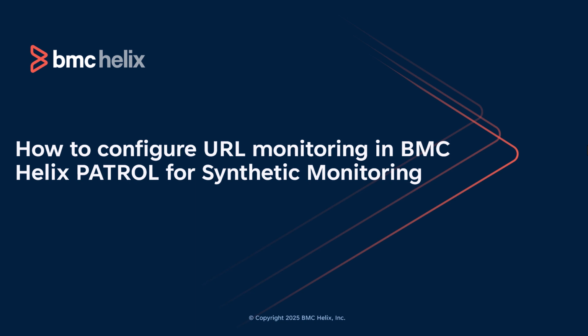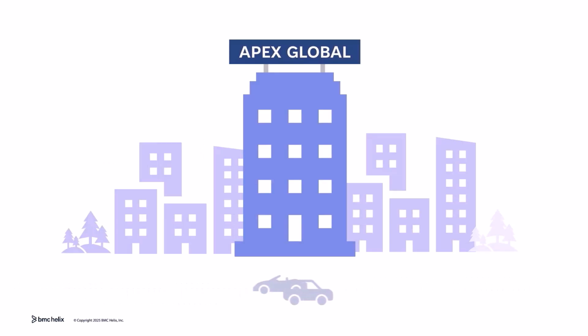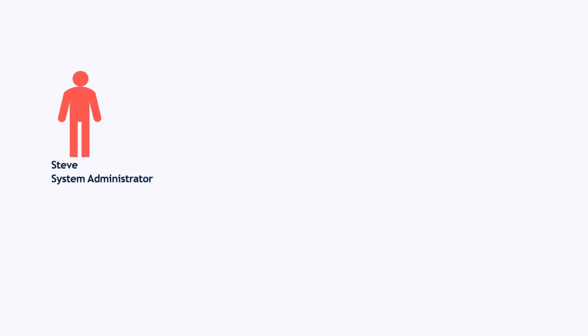In this video, you will learn how to configure URL monitoring in BMC Helix PATROL for synthetic monitoring. At Apex Global, Steve, a system administrator, wants to monitor the availability of a business service. He uses BMC Helix Operations Management to track the health of applications.